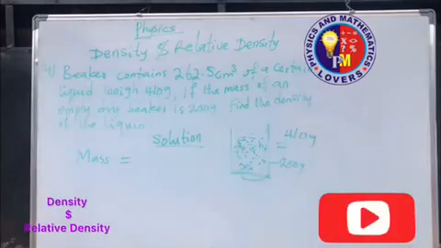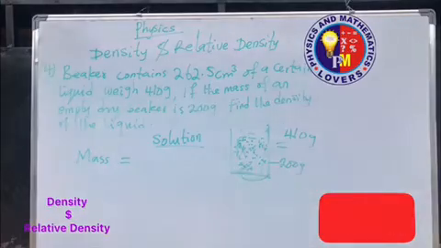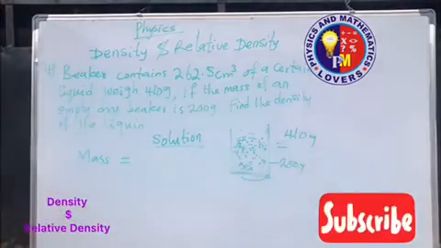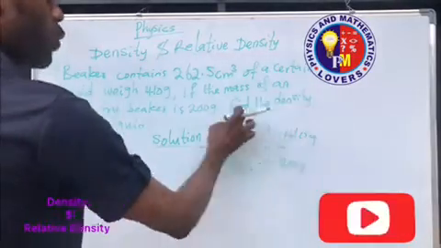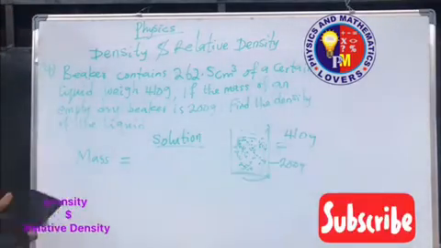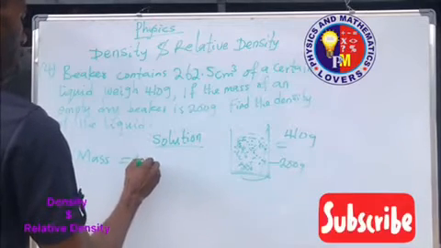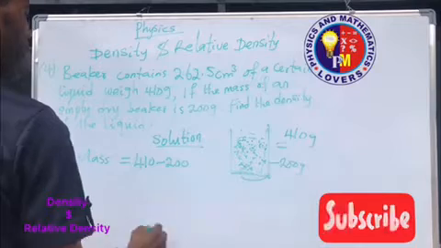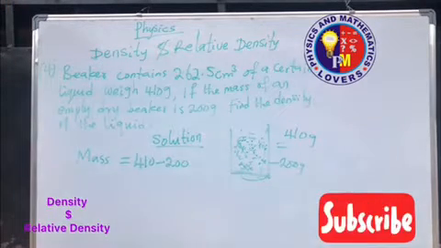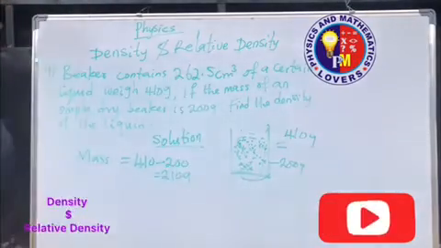Now, how will I know the mass of this liquid inside that beaker? It's very simple. I will just subtract this 200, the empty dry beaker, from the total of both the liquid and the beaker all together. So 410 minus 200 gives us 210 grams. So very easy.